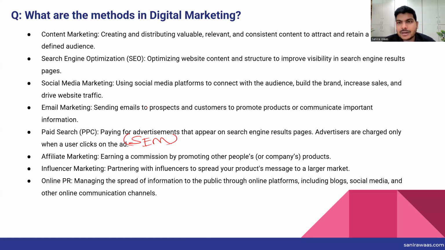And then online PR, where you might be writing a blog or maybe a news piece on the news platforms about your product. For example, most people now use Daily Mirror or maybe Newswire for these processes. These are different methods of digital marketing.